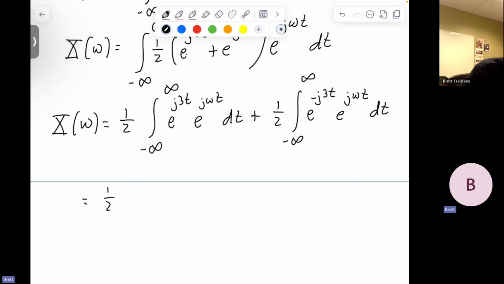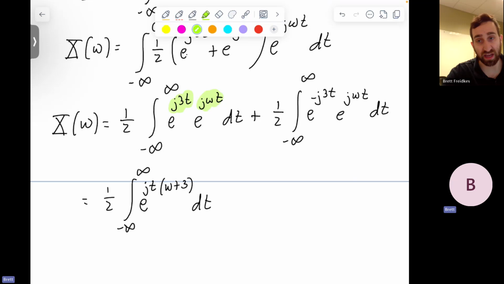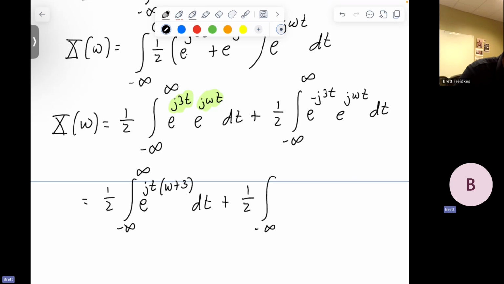This is 1/2 the integral from negative infinity to infinity of e to the j t (omega plus 3) dt. Essentially, I just added these exponents and I took out the jt terms because they are in common. Plus 1/2 the integral from negative infinity to infinity of e to the jt (omega minus 3) dt.